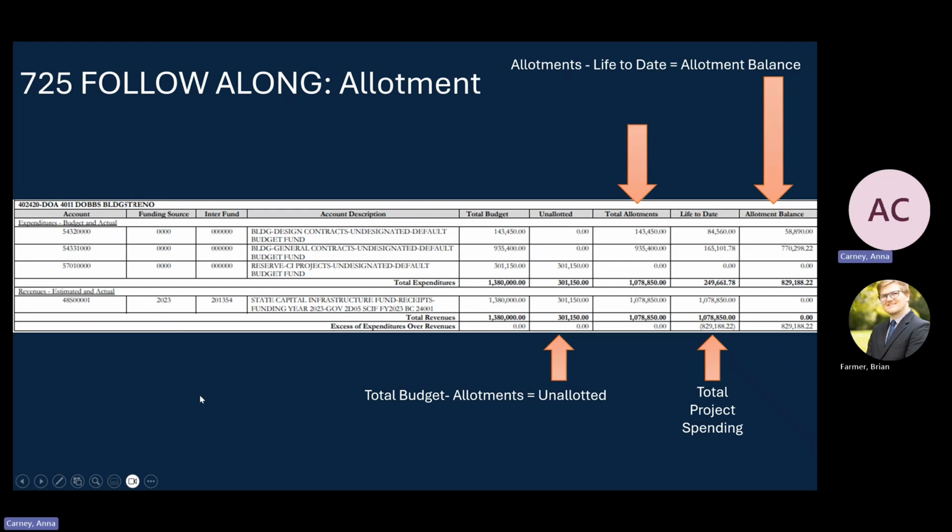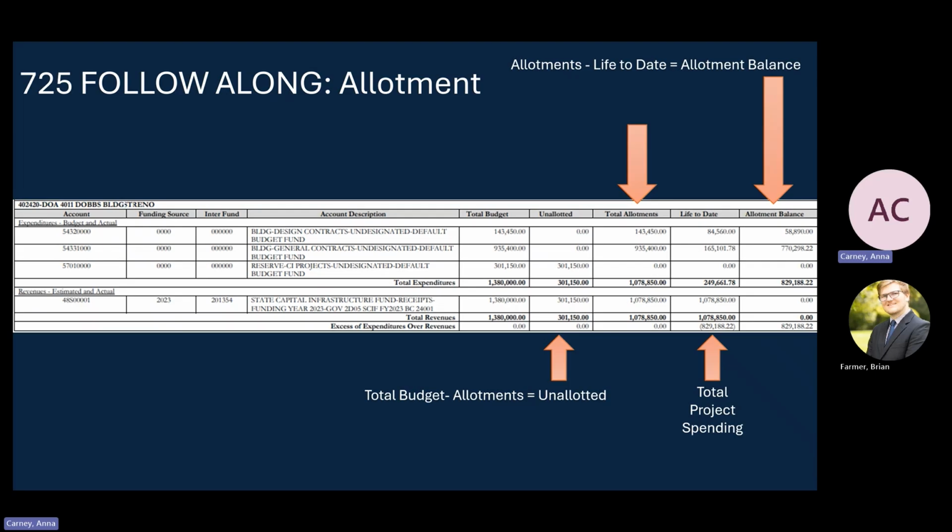So again, looking at what this looks like in the 725. Once an allotment request is approved, it is going to affect that total allotments column, or that's where it's going to show up. From left to right, you can see that your unallotted should reflect your total budget minus your allotments. Allotments would be anything that's approved in IBIS to spend.